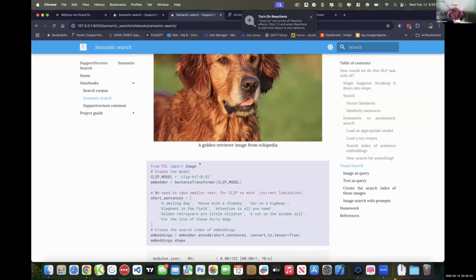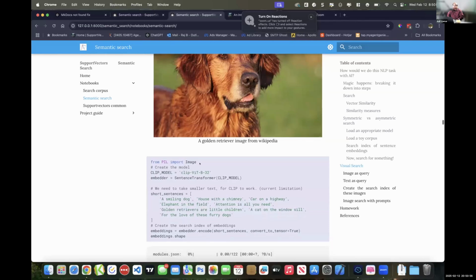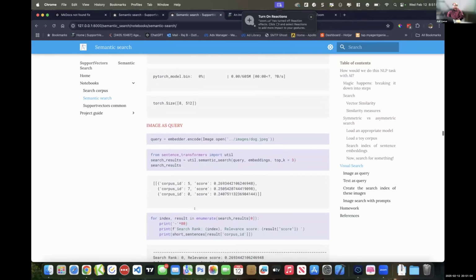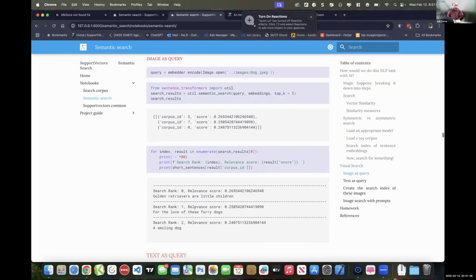match. Now, because it's a toy example, we have taken a few sentences which have dogs and a few sentences that don't. And let's see what the search results say. When you look at the search results, you notice that the very first result says golden retrievers are like little children. From that, you can conclude that the machine has figured out that it's looking at a golden retriever.